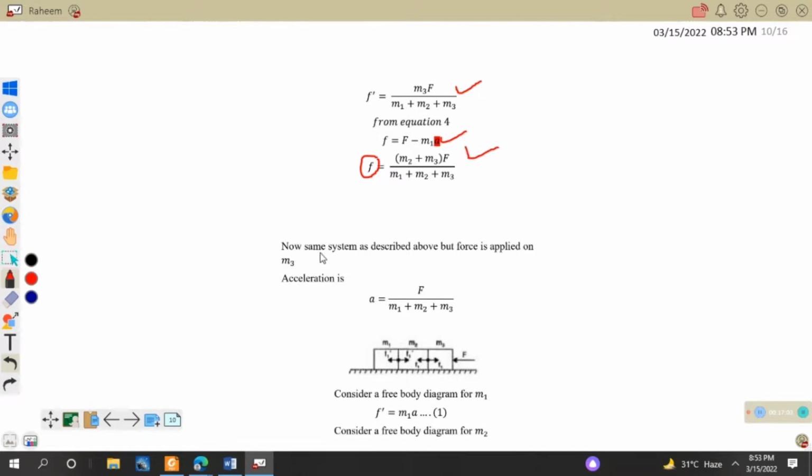Now what will be the equation if we change the direction of the applied force? Now this capital F is on m3, so in this case acceleration will be the same, but F prime in this case will be equal to m1 into A, and the response force of this will be equal to f.